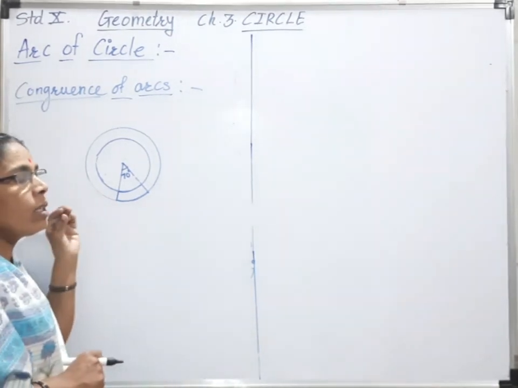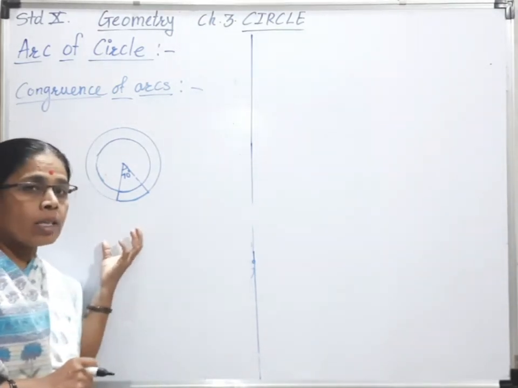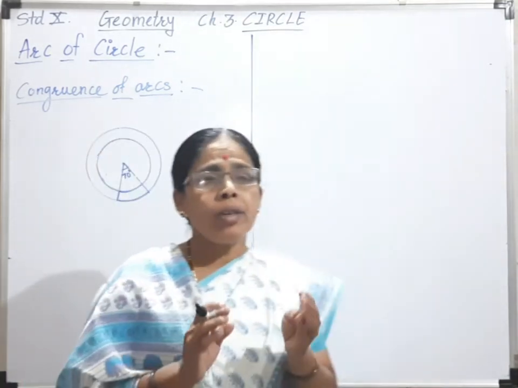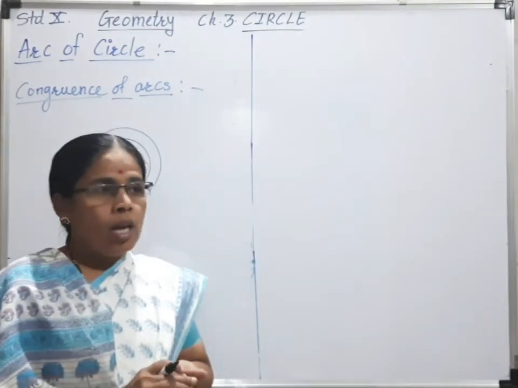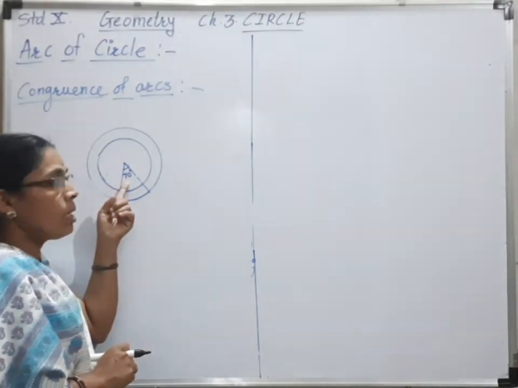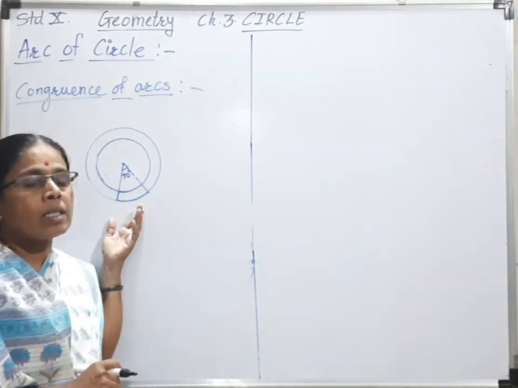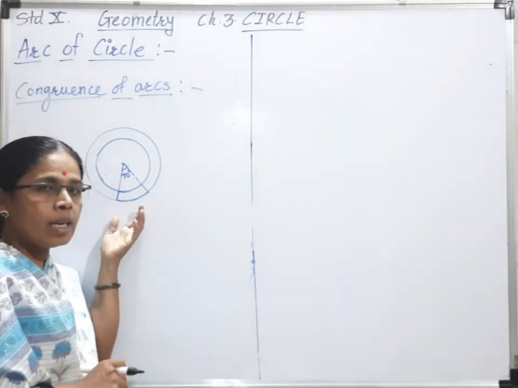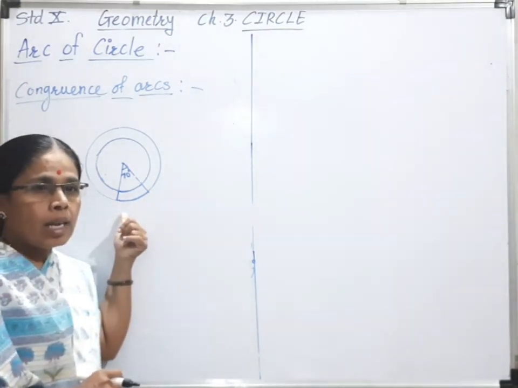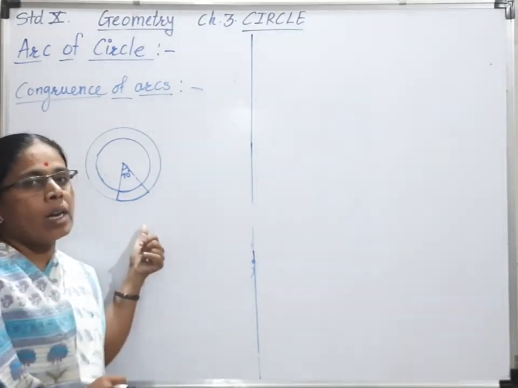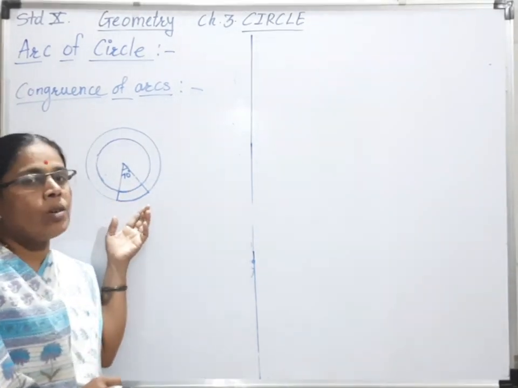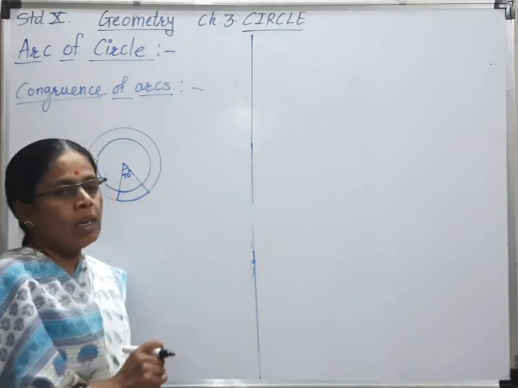So when can we say these two arcs are congruent? When two congruent circles with the same radii have the same central angle, then these two arcs are congruent to each other. It depends on the radius of the circle as well as the measure of the central angle.